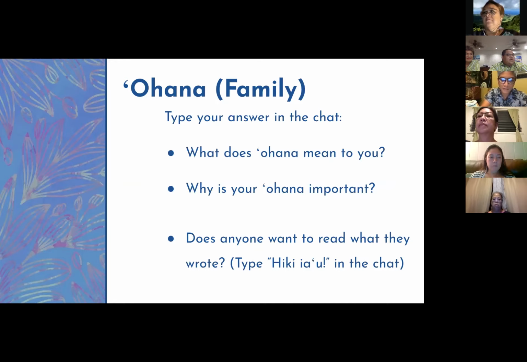Good. ʻOhana is love. It is the blood that you are related to, but it is also those who are hānai into your life. ʻOhana is unconditional love. Of course, Lilo and Stitch, nobody gets left behind or forgotten. Like, that's number one. ʻOhana is my foundation, my support system, the people that are there for you, blood bonds, love it. Okay, what does ʻOhana mean to you? ʻOhana means everything to me.